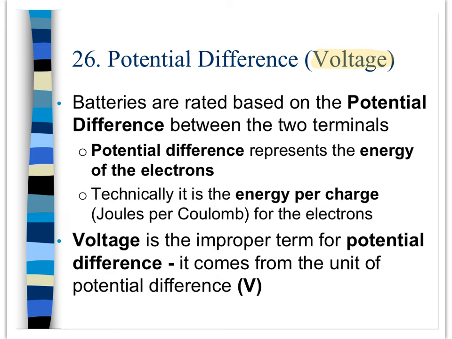This term voltage comes from the units for potential difference. So the unit for potential difference is the volt. And so it has been termed voltage. Potential difference is the proper term, but we'll just end up using volts. Many people do. But I do want you to know that potential difference is the correct term for this.